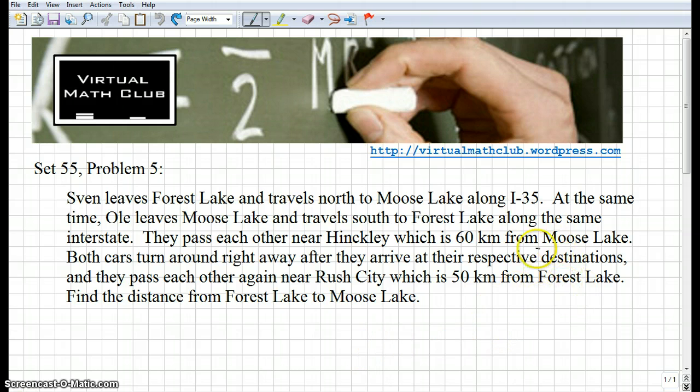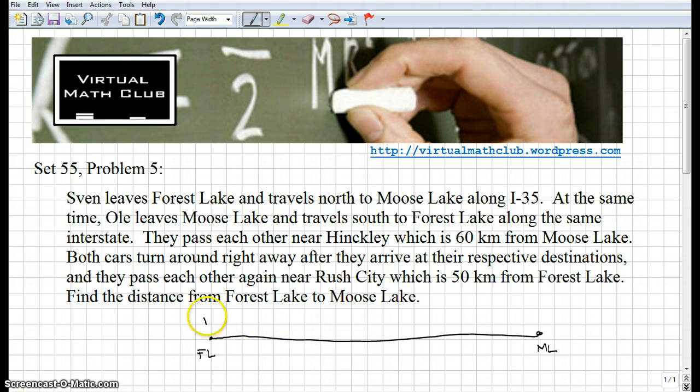Alright, well, there's a lot of information in this problem, and let's first of all just summarize it here. Let's draw a graph, or draw a diagram here too, okay? Now, I guess I should be going north-south, but pretend this is north, and we're starting out here at Forest Lake, and we're going to Moose Lake, alright? So I guess that's Sven. Sven starts out at Forest Lake and goes to Moose Lake, alright?